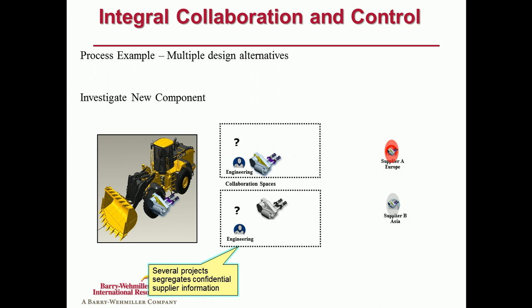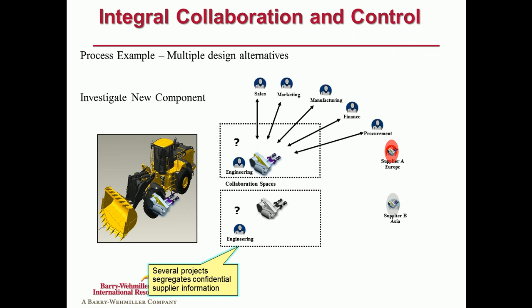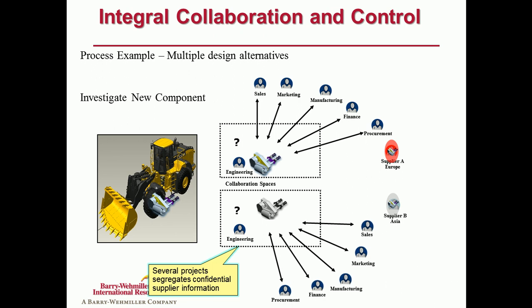These would be several projects that would have their own teams, and the data would be segregated in confidential supplier information, which is about people from different projects not being able to access supplier information of the other project. So one of your suppliers in Europe and Asia are working on two different projects, two different collaboration spaces. Both of them check in their design into your project environment.